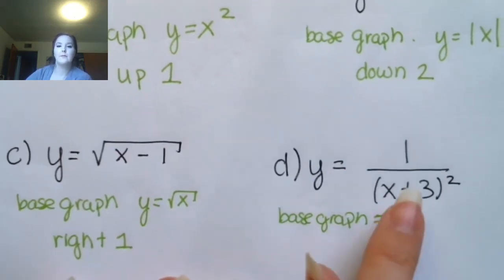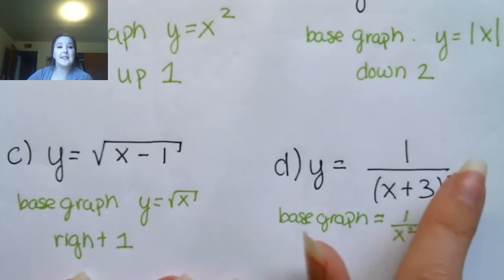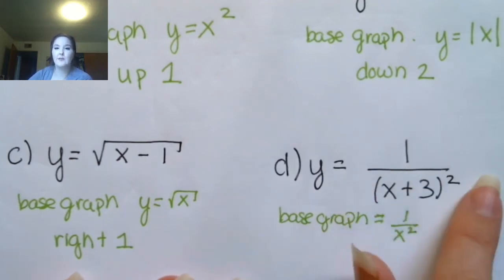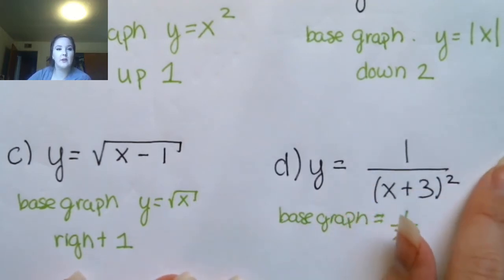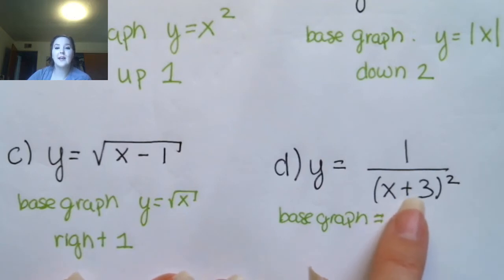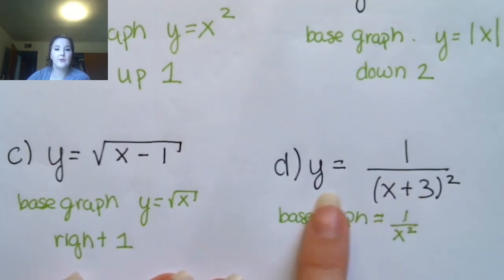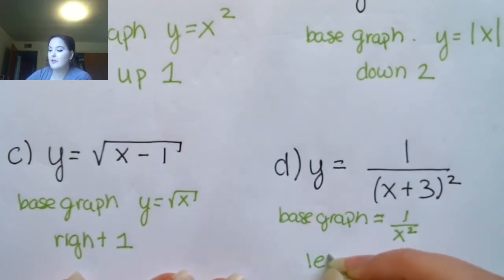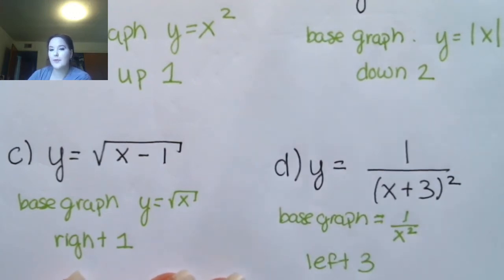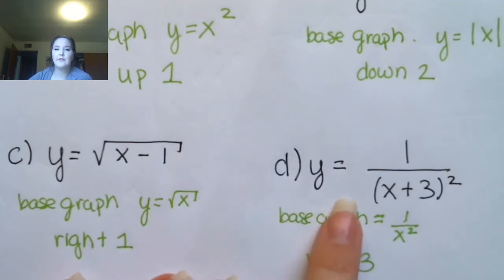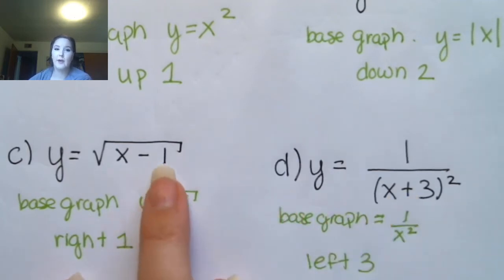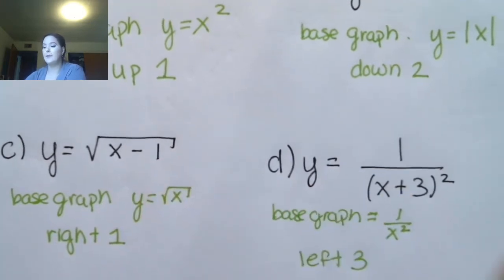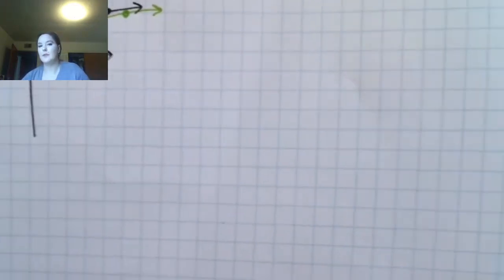Now this plus 3 is inside the function, right? Outside the function would be way over here. So this is inside the function, so that's going to move it left or right. Plus 3, that's going to move it left 3. Remember, when you're moving left and right, plus goes left, minus goes right. So let's look at what a graph would look like here.